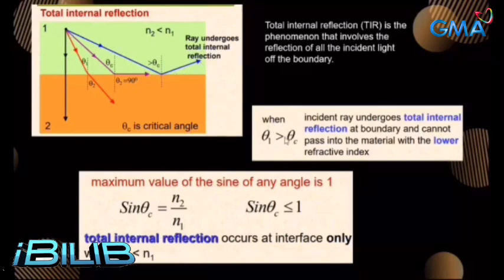When theta 1 is greater than theta c, the incident ray undergoes total internal reflection at the boundary and cannot pass into the material with a lower refraction index. Ito, the maximum value of the sine of any angle is 1. Sine theta c is equal to n2 over n1. Total internal reflection occurs at the interface only when n2 is less than n1.